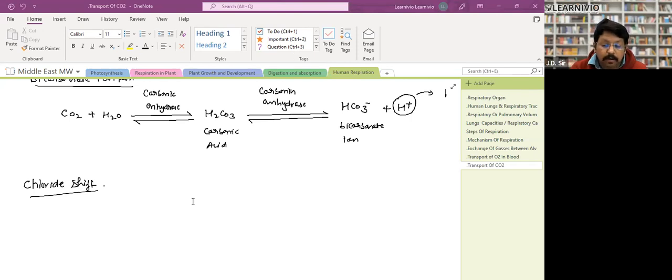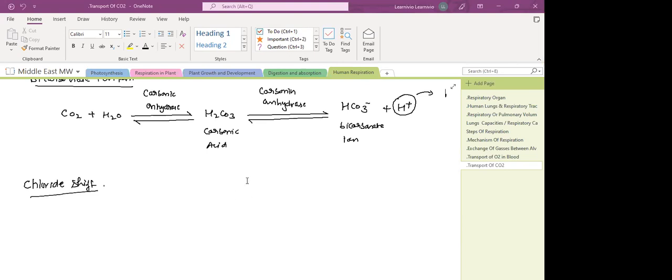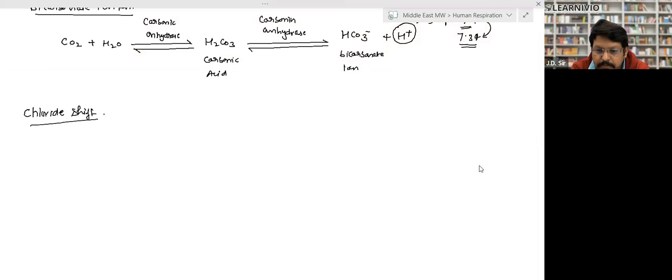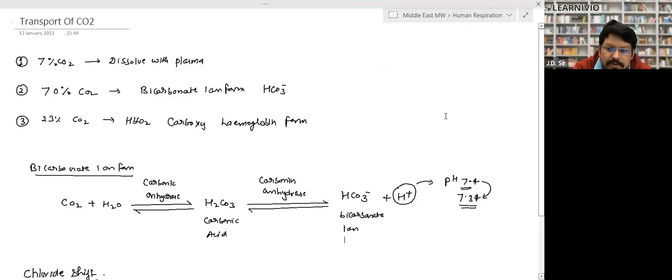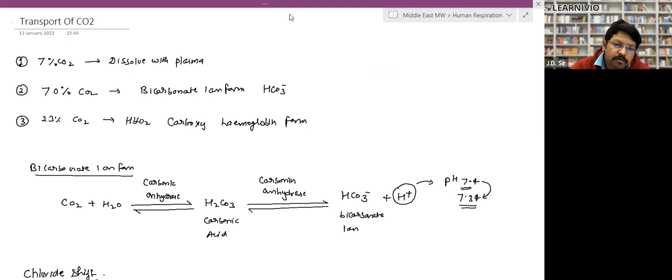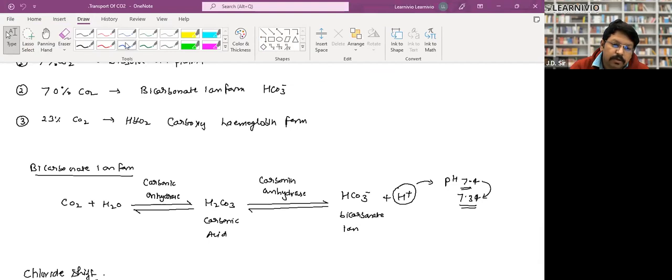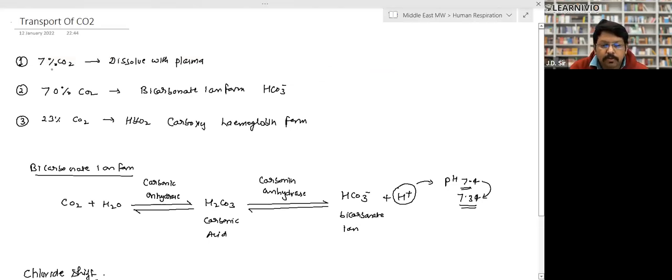Chloride shift. So look, in the last class, we discussed that transportation of carbon dioxide takes place in three forms. First, 7% of the carbon dioxide is transported dissolved, because the solubility of carbon dioxide is more than the solubility of oxygen, and we have noted down that thing as well. So carbon dioxide is more soluble in the blood plasma, in fact the water of the blood plasma.